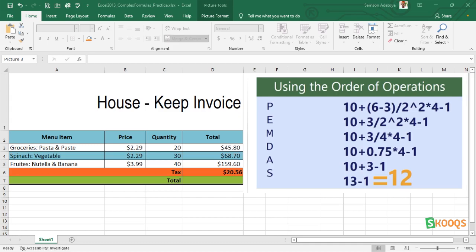The very first thing that you calculate are the items in parentheses. So when you have a complex formula like this, the very first one to be calculated is the one in the parentheses. This bracket is what is called parentheses. So that is the one that is to be calculated first.